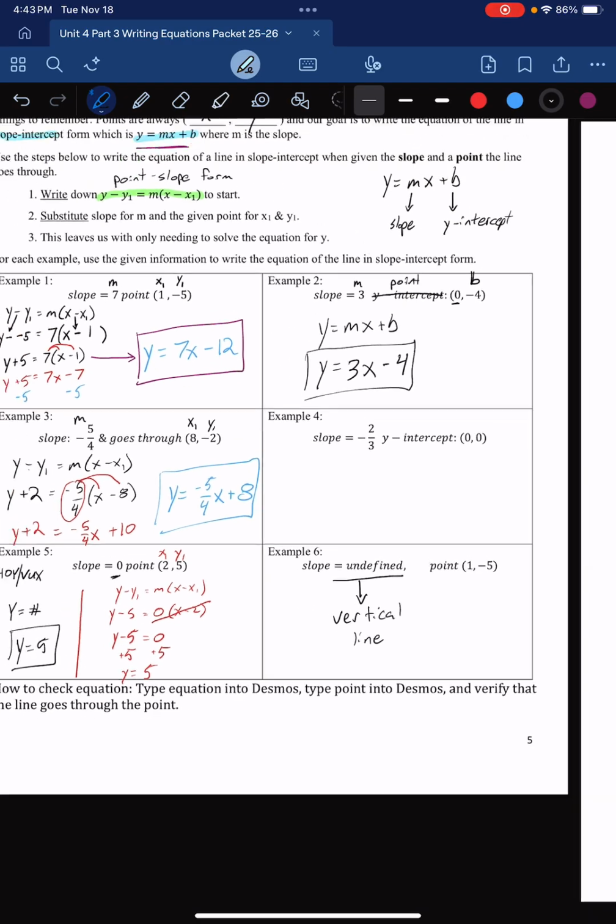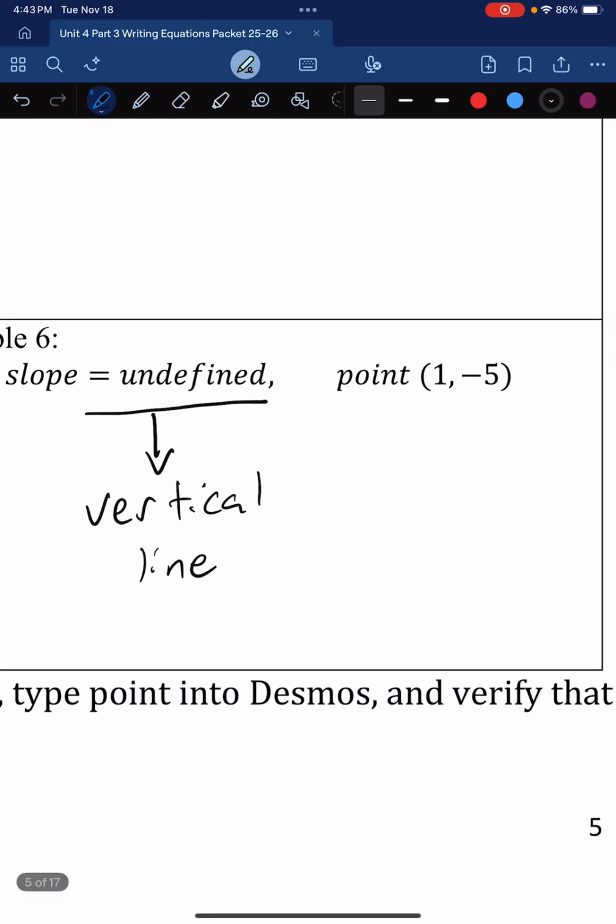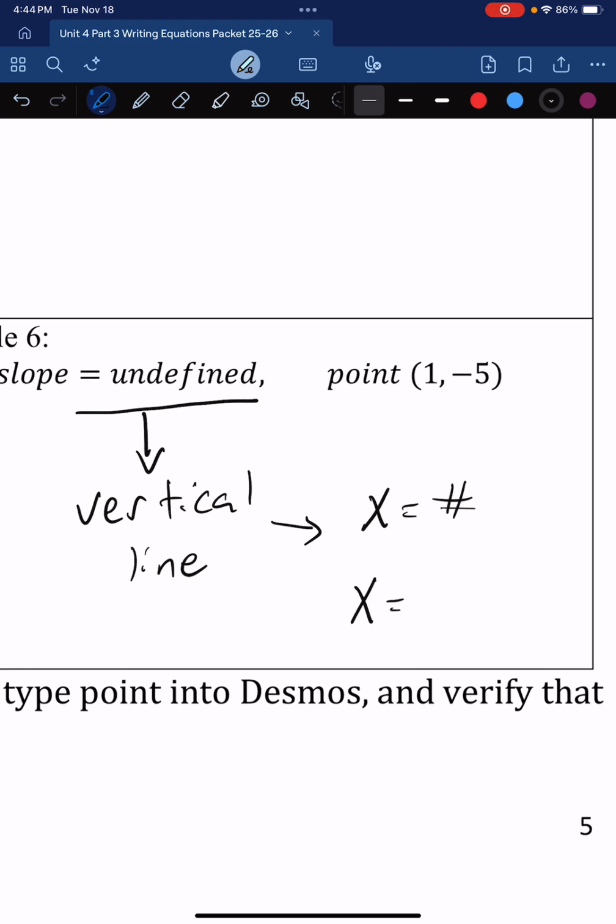right? And so if it's vertical, going back to my Hoy-Vux again, that is x equals a number. And so this then tells me I should have x equal a number as my equation. The variable of y will not be in my answer at all. And what better number than the x value to make this equal to? So x equals 1 would be the vertical line that has a slope that's undefined and goes through the point 1, comma, negative 5.